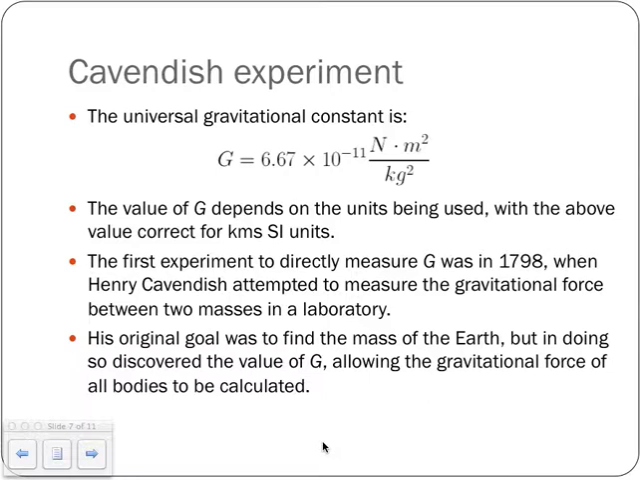The first time we discovered this was by an experiment done by a scientist named Henry Cavendish in 1798. This was the first time we were able to directly measure G.